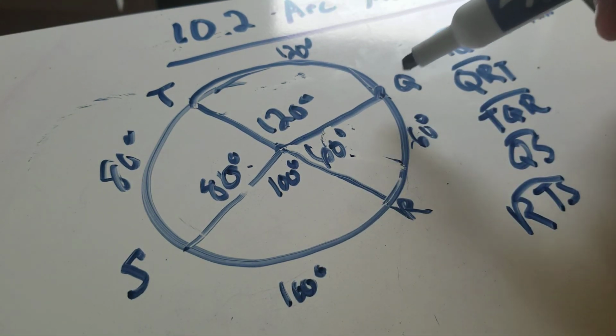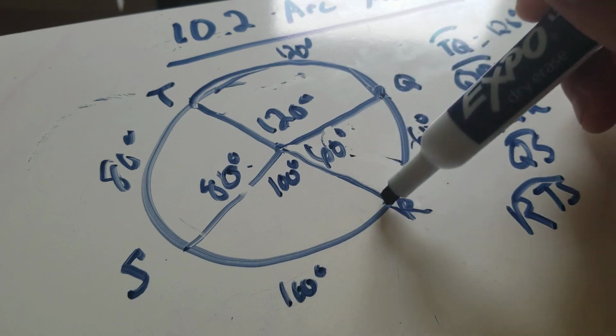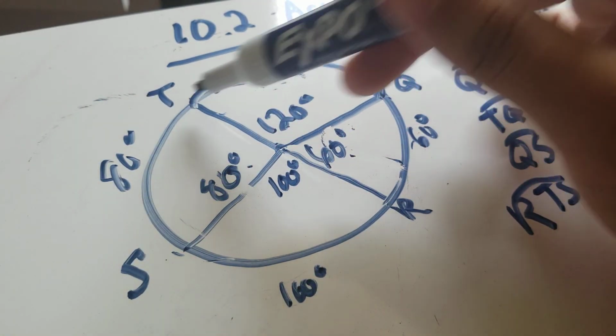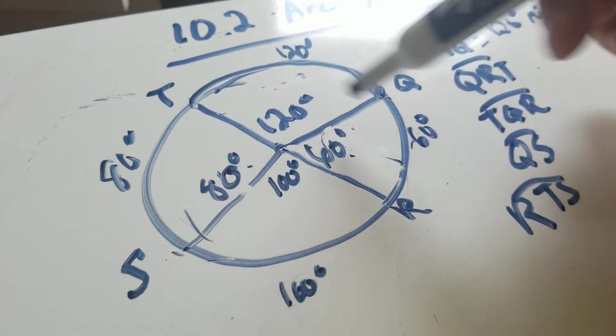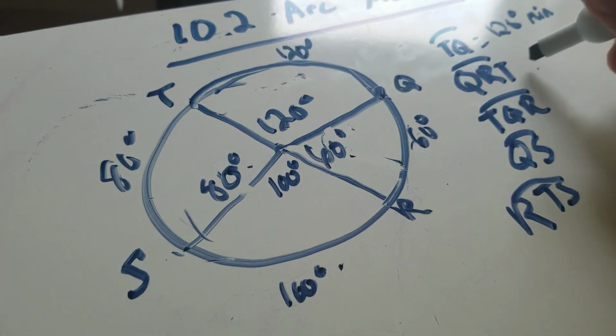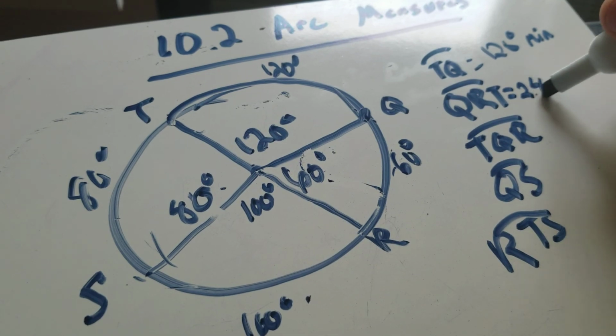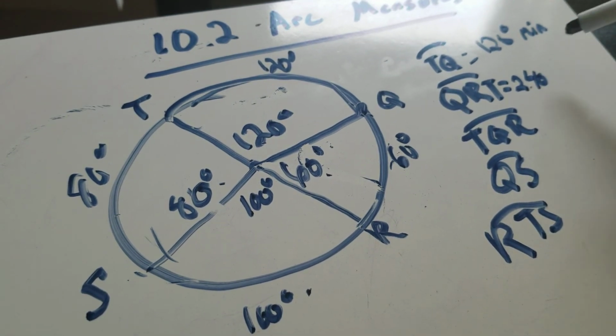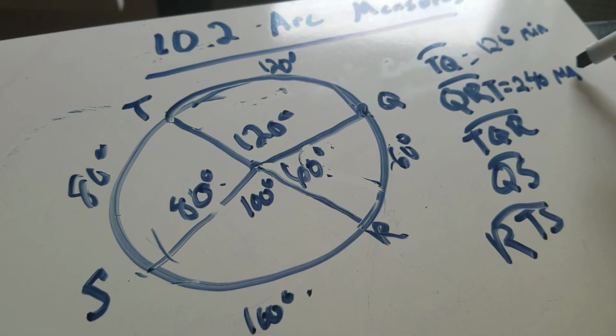So what are we going to do with that information? Well, if we're looking for QRT, which is this arc from here to here, we have to add up all our pieces. So 60 plus 100 plus 80. So that should be 240. Well, if that's 240, that's a major arc.